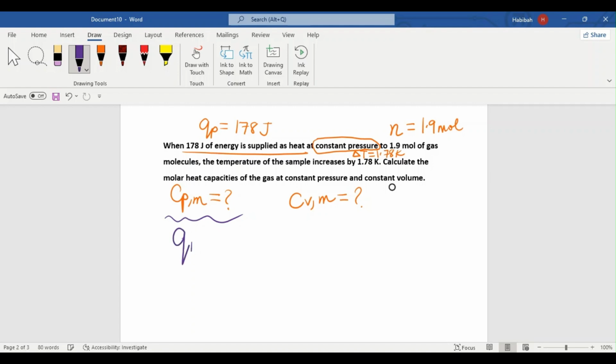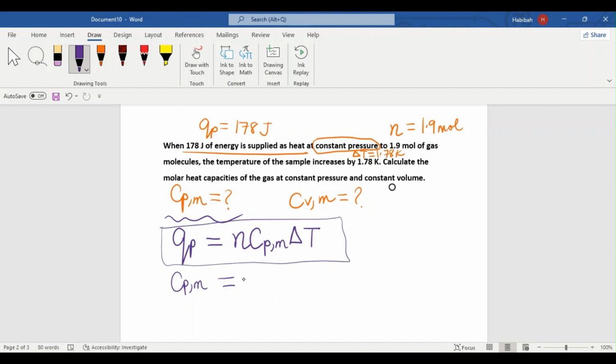Q, the heat at constant pressure, is actually equal to the number of moles times the molar heat capacity at constant pressure times the change in temperature. So from this, we can determine the molar heat capacity at constant pressure. Cp,m equals, putting this equation in terms of Cp,m, Q sub P divided by the number of moles times the change in temperature. So this is how you solve for the molar heat capacity at constant pressure.